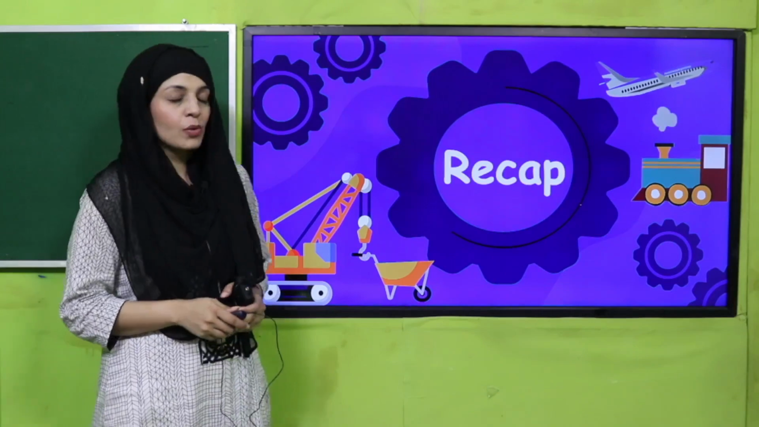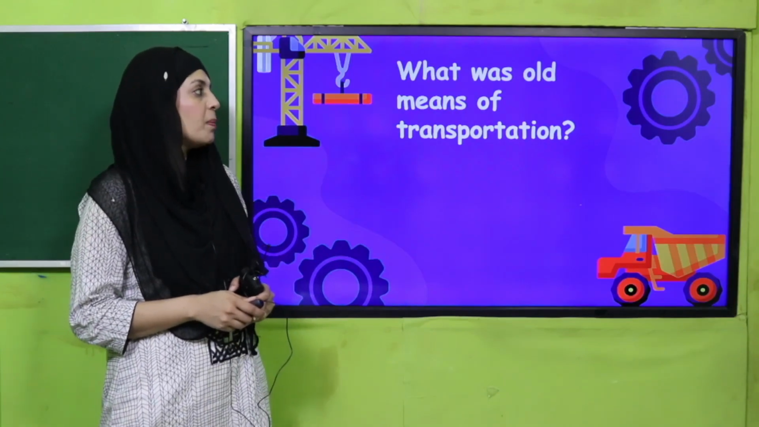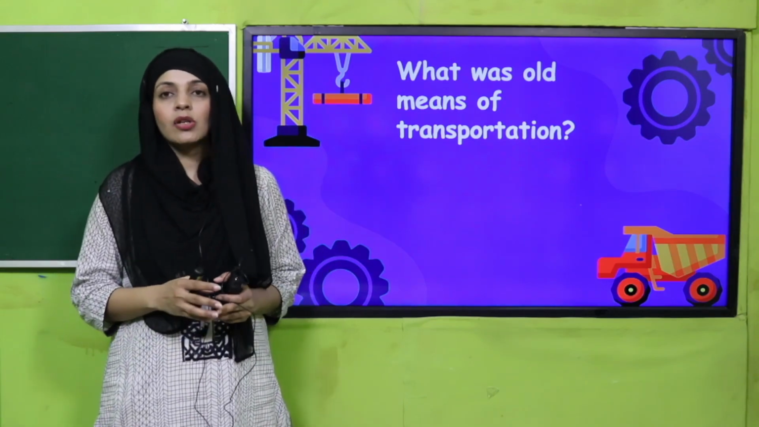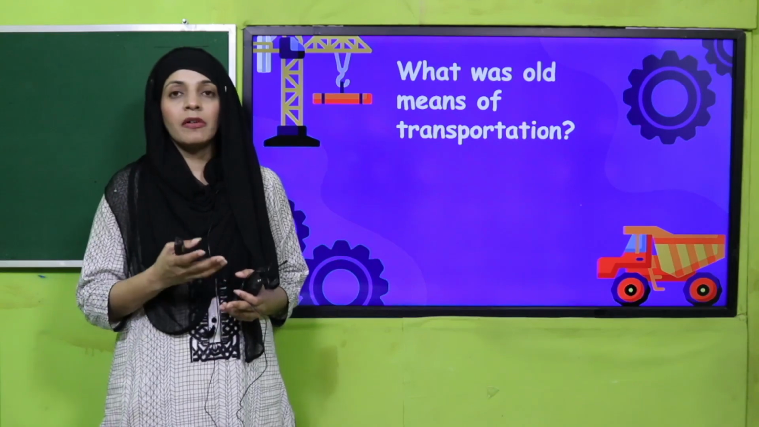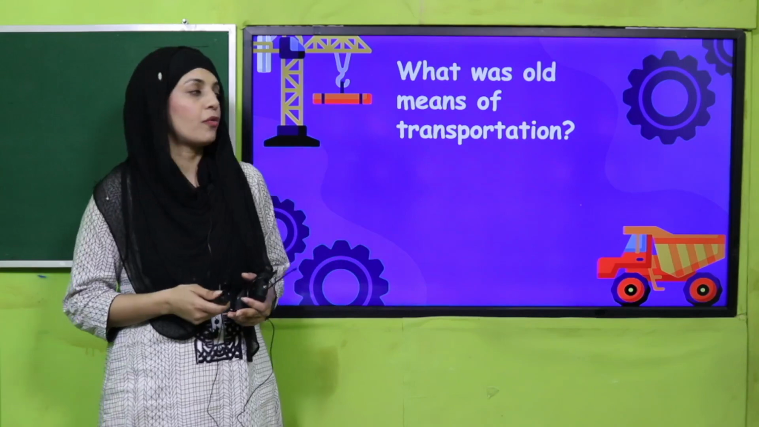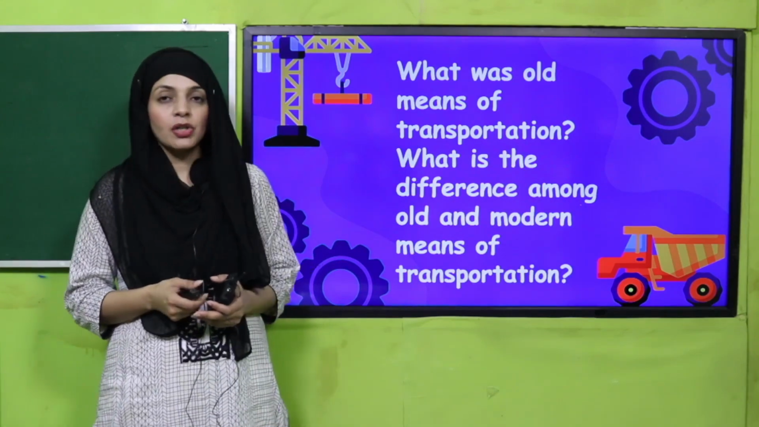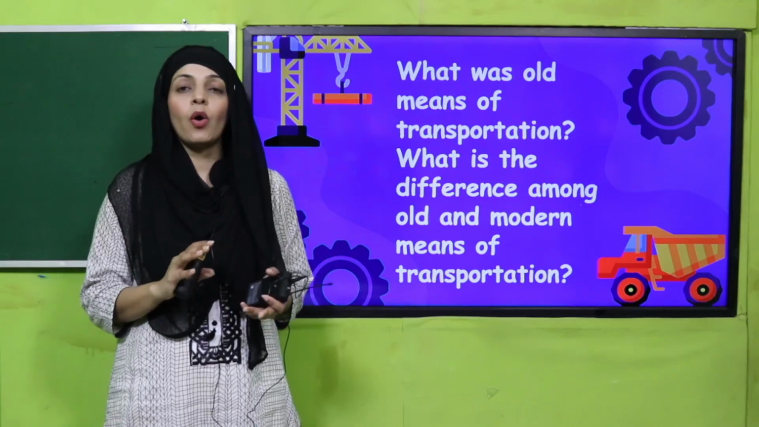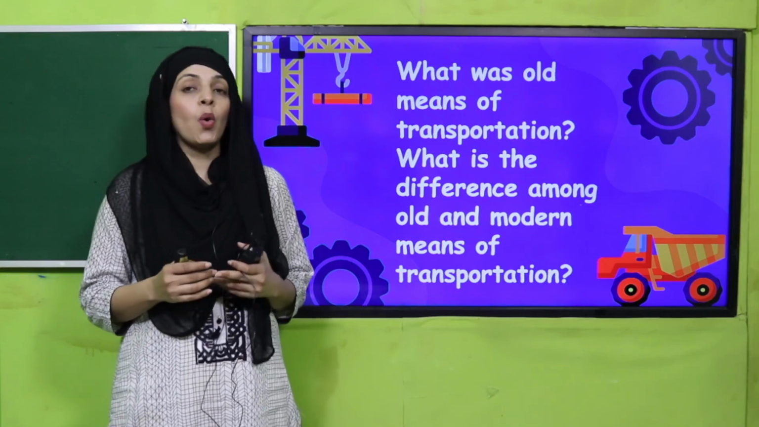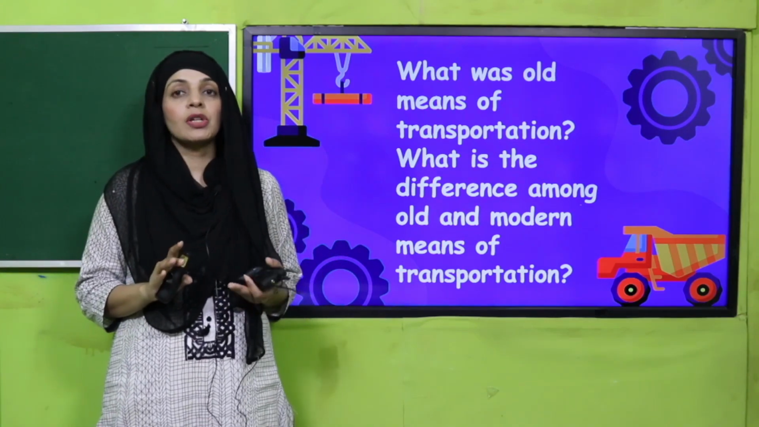So my dear students, let's quickly recap what we did in the previous lecture. Listen to the question very carefully. What was the old means of transportation? Horse cart, ox cart, vehicles led by humans. So these were the ancient or the old means of transport. What is the difference between old and modern means of transportation? The old means of transportation were led by horses or men. The modern transportation is led by machinery. Old means of transportation was slow. The modern means of transportation is fast.